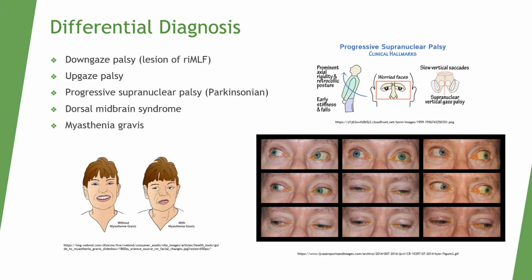Downgaze palsy due to lesion of the RI-MLF is also possible, as well as upgaze palsy, which can present similarly. Progressive supranuclear palsy, which is a type of Parkinsonian syndrome, can be an alternative diagnosis. And dorsal midbrain syndrome, as well as myasthenia gravis, can coincidentally have a similar pattern in terms of the eyes.